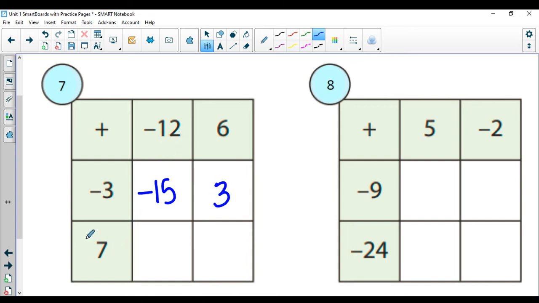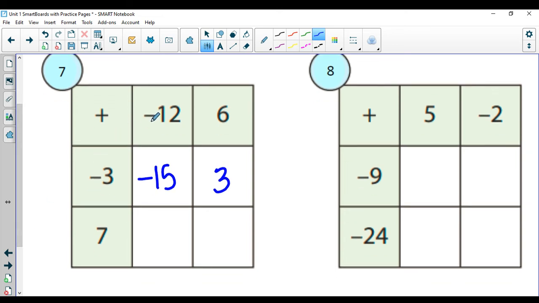-12 and a 7. So in this case, you owe me 12, but you only have $7 in your pocket. So you're going to go ahead and pay me back those $7, but you still owe me money. You still owe me $5 because 12 minus 7 is 5. 6 plus 7, that's just easy. That's elementary school. That's going to give you a 13.